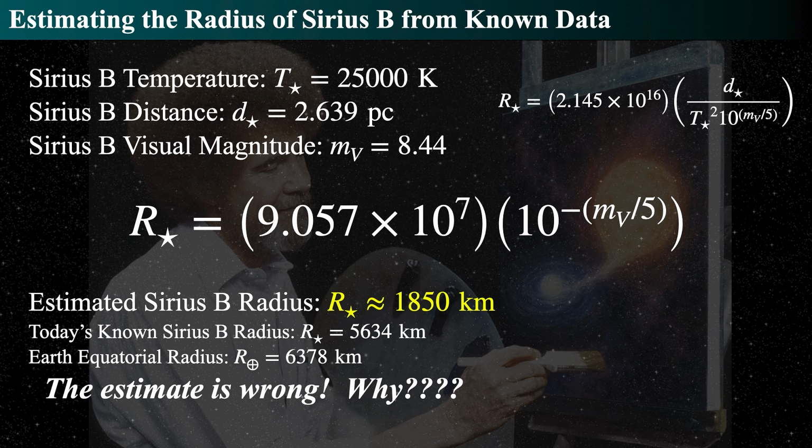Well, the problem is that today's known Sirius B radius is almost 6,000 kilometers, or 5,600 kilometers. And the Earth's equatorial radius is about 6,300, for comparison, 6,400 kilometers. This estimate that we just did is really, really wrong. So we have some little crazy happy accident that we don't understand. So let's figure out where this estimate went wrong and why people think it's the size of the Earth and not much smaller.